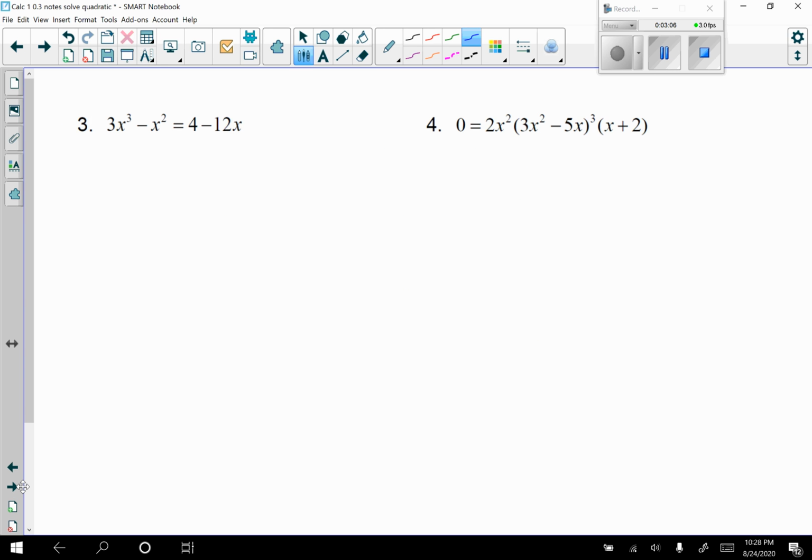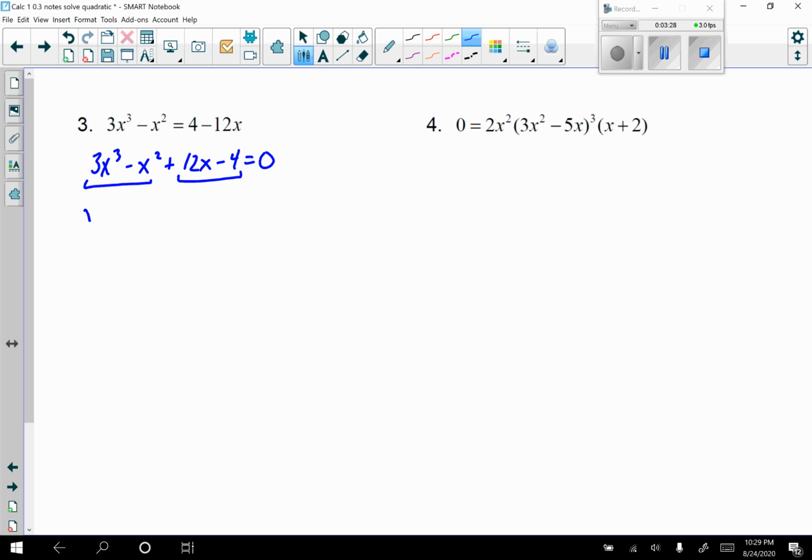Number 3, now it gets a little bit longer. We've got an x cubed out of this one. So remember all the types of factoring that we have. Again, if you're going to factor, it's got to be equal to 0. So 3x cubed minus x squared plus 12x minus 4. 4 terms, the only thing we can think of is grouping.